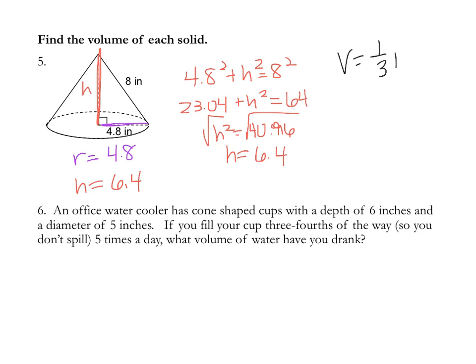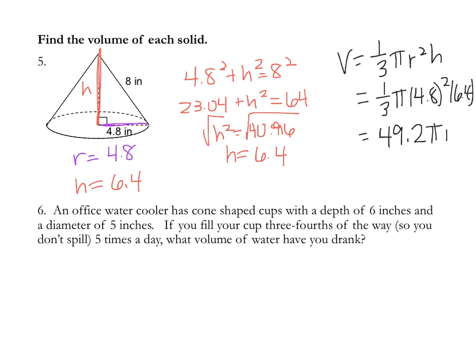Okay, then we need to finish finding the volume. Again, the formula is 1/3 pi r squared h. So that's going to be 1/3 pi times 4.8 squared times 6.4. And make sure you can calculate this properly on your calculator. You should get the volume is, we'll just round that, 49.2 inches cubed. Oh, I didn't put the pi in there. Back. 49.2 pi inches cubed. Okay?